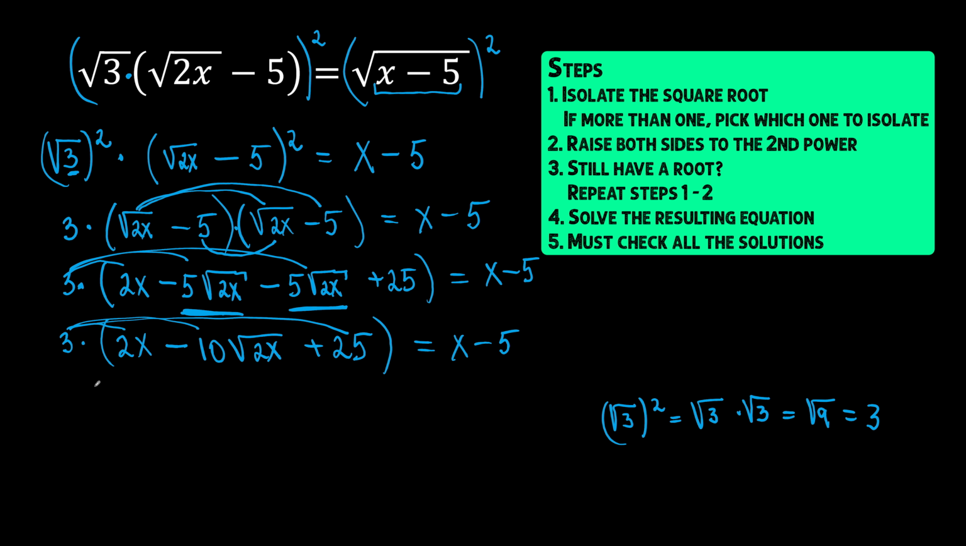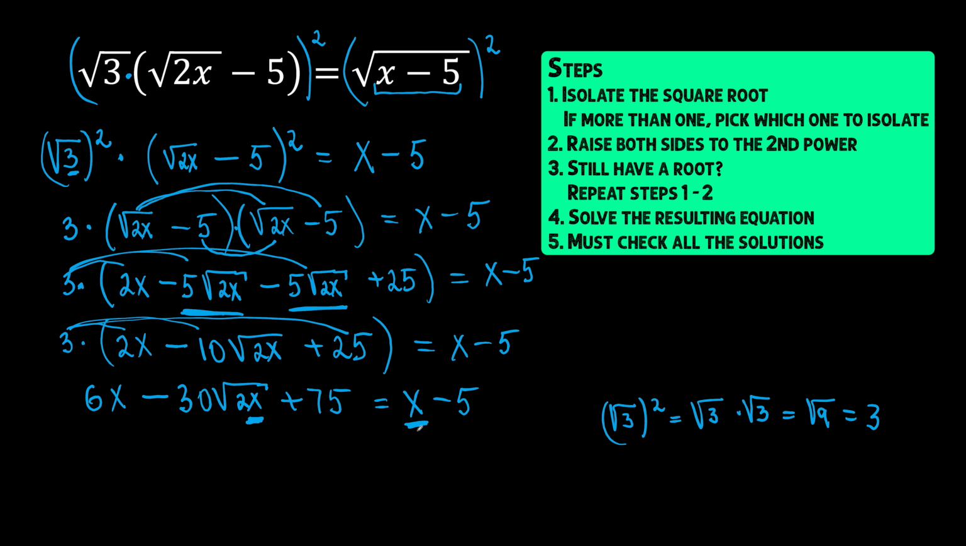3 times 2x will be 6x. 3 times negative 10 will be negative 30 square root of 2x. 3 times 25 will be plus 75, equal to x minus 5. Let's look where our x is. Our x is under the root, and the other x is free.